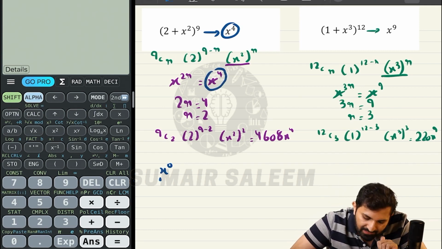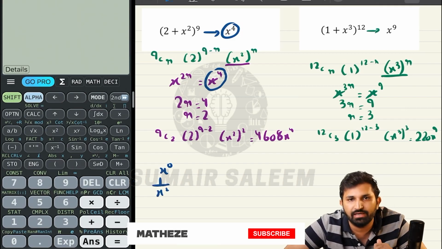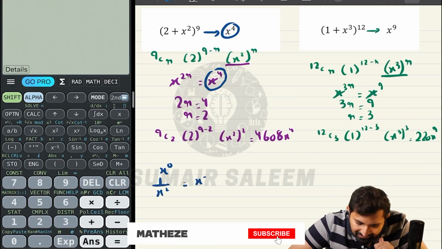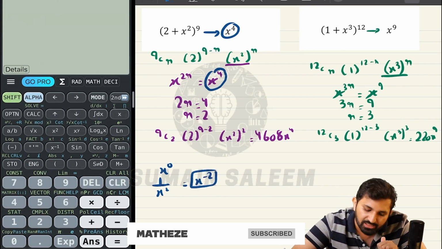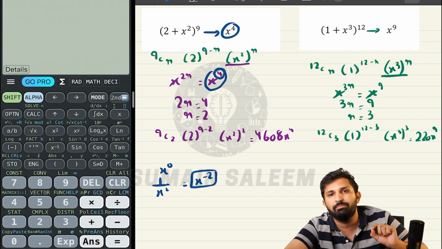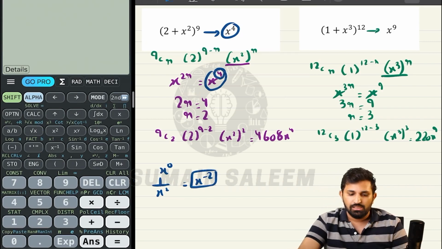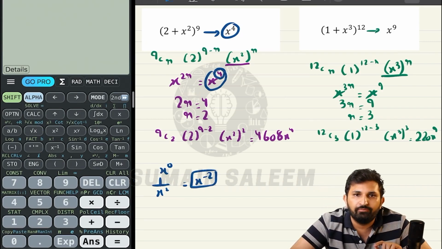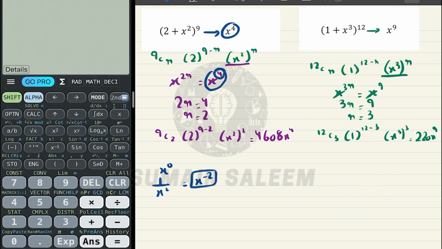Sometimes the examiners tell you to find the coefficient of 1 upon x squared. How do you figure this out? You bring this x in the numerator, so it becomes x power minus 2. So instead of writing 4, I'm going to write x power minus 2. Do you get this? I hope finding coefficient is clear to you now.